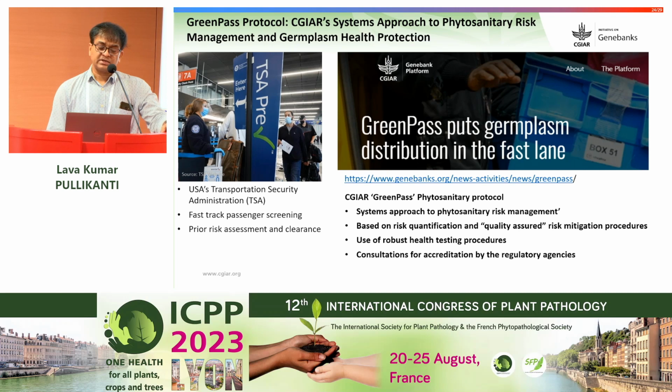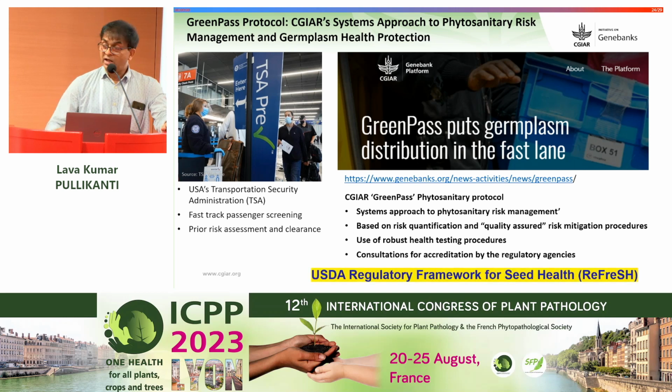So we started thinking in a similar way. Since the CG system is taking a systems approach with all the rigor in our production system, if there can be an accreditation for our gene banks or the distribution programs, then the material generated from CG centers can be shipped much faster, which is very important for international crop development programs. So that's where we came up with a system called Green Pass, which, as an analogy, is similar to TSA Pre. And we now have something called Refresh.